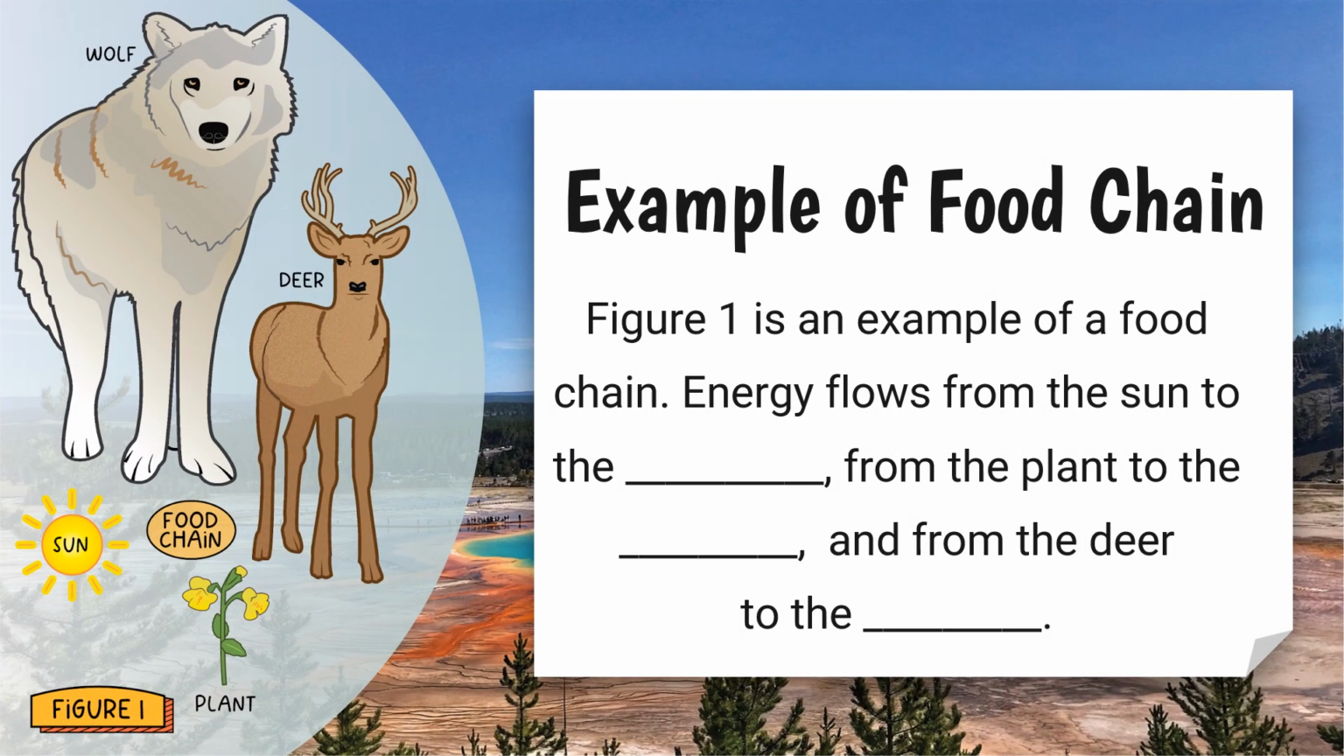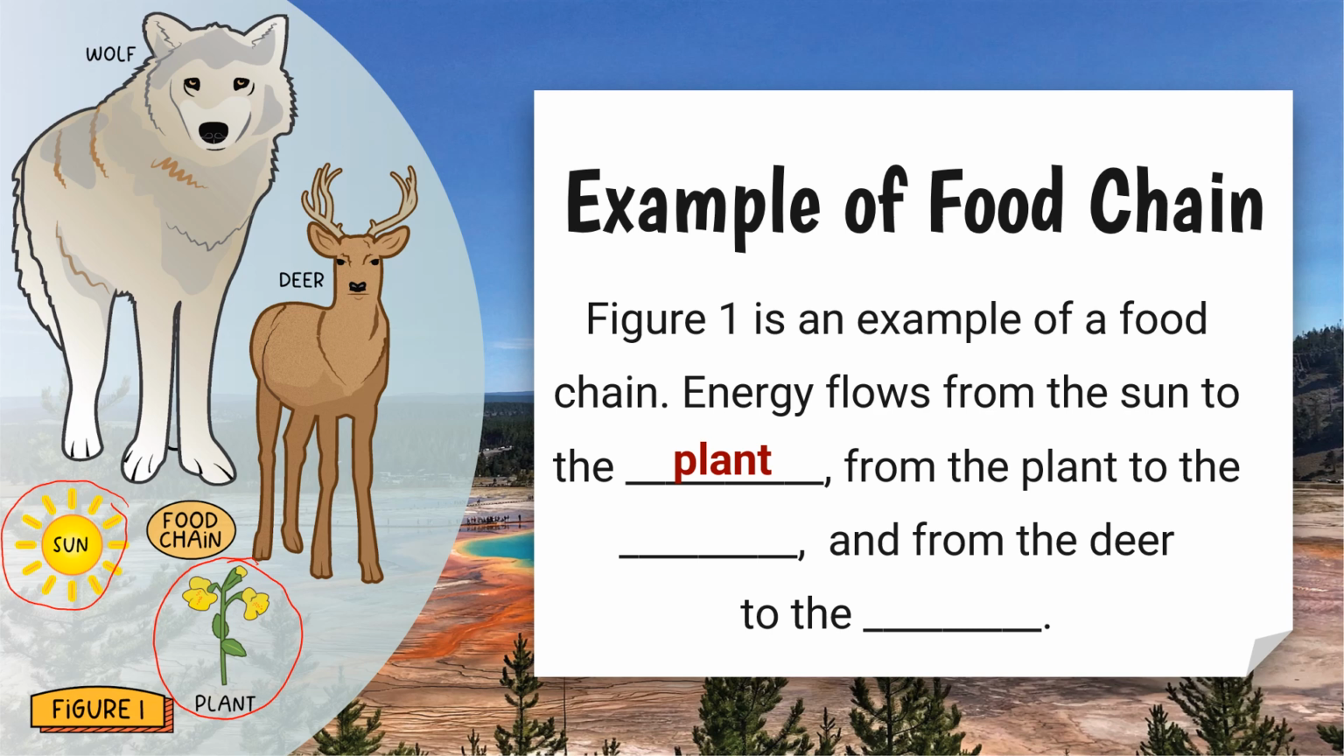Now here's an example of a food chain. Figure 1 is an example of a food chain. Energy flows from the sun, okay, and you can see the sun down right about here. There we go. So here's the sun right there, okay, to the plant. And you know where the plant is. There's your plant right here.